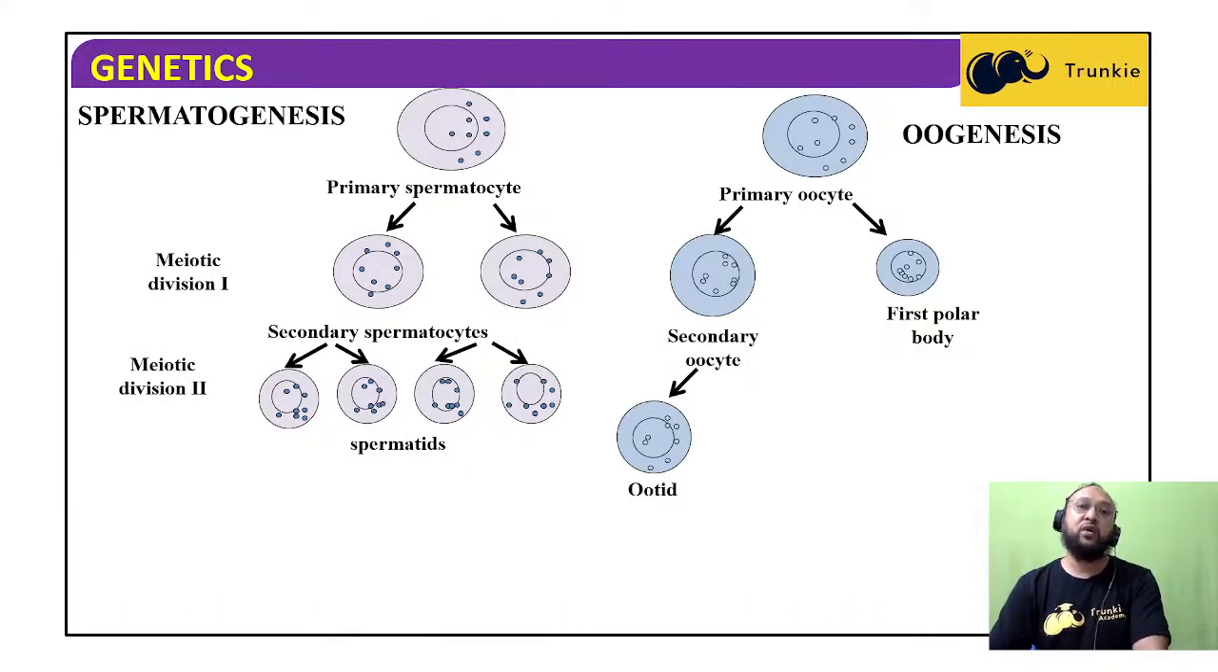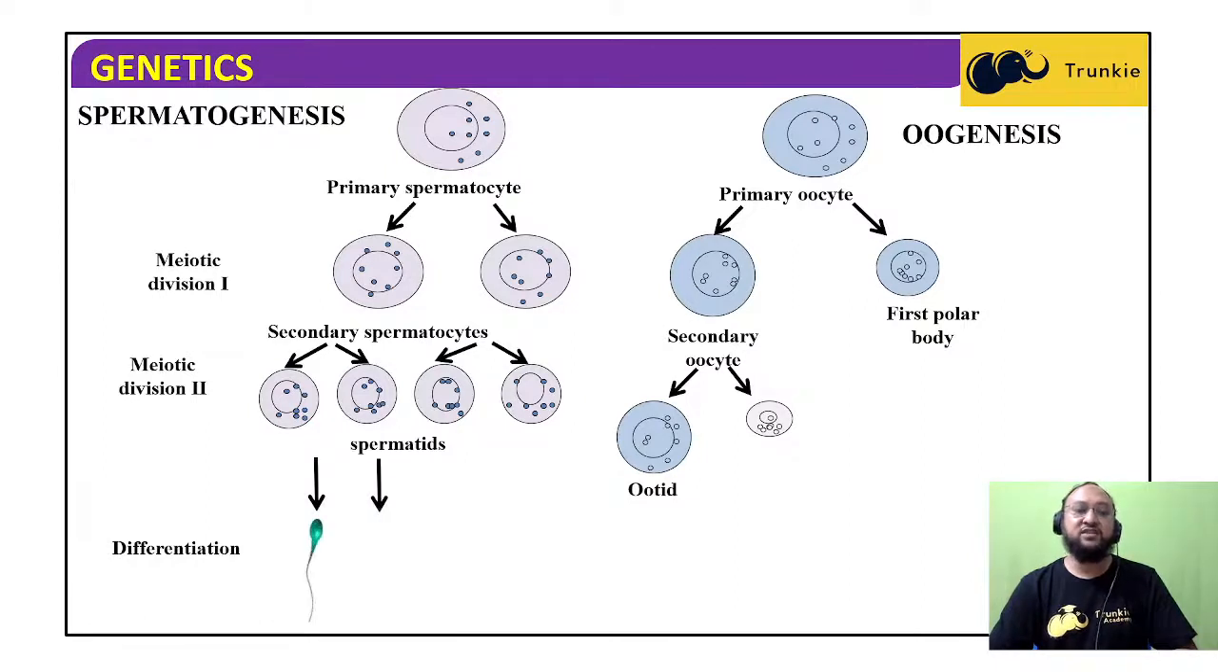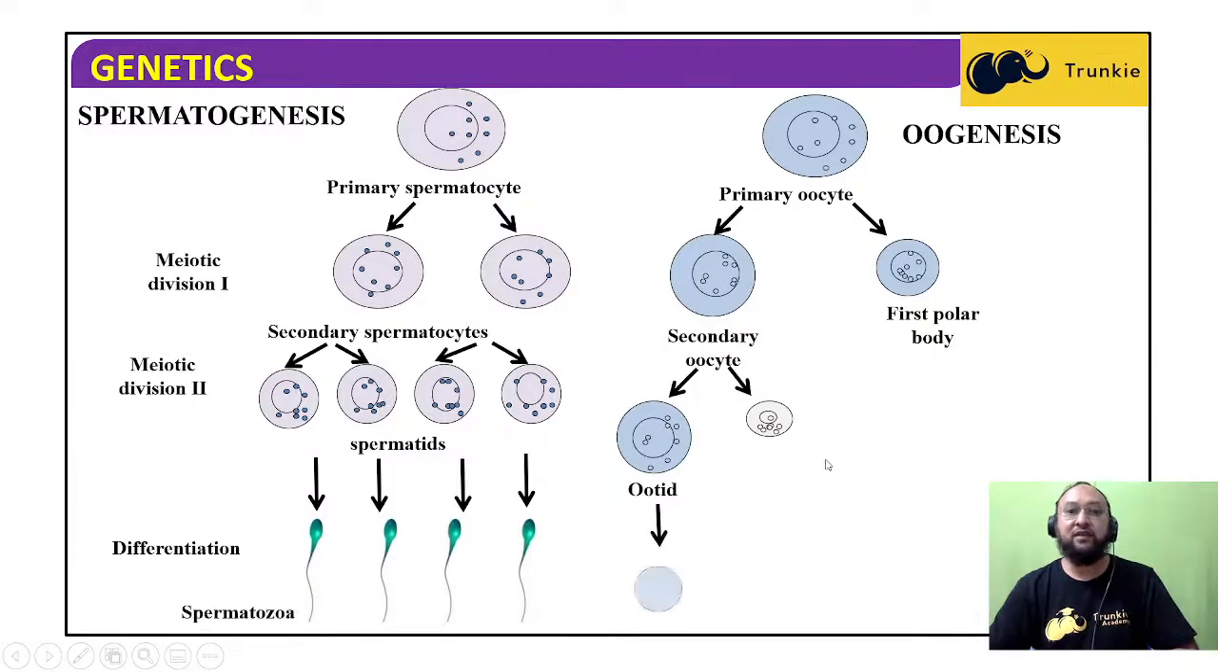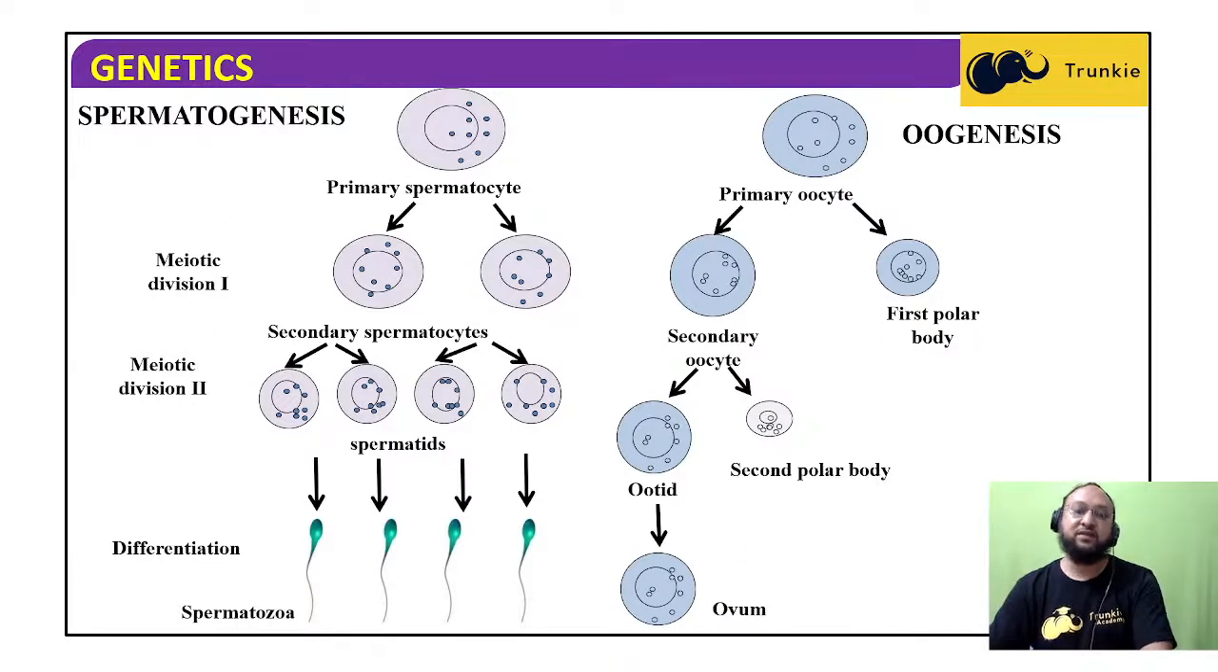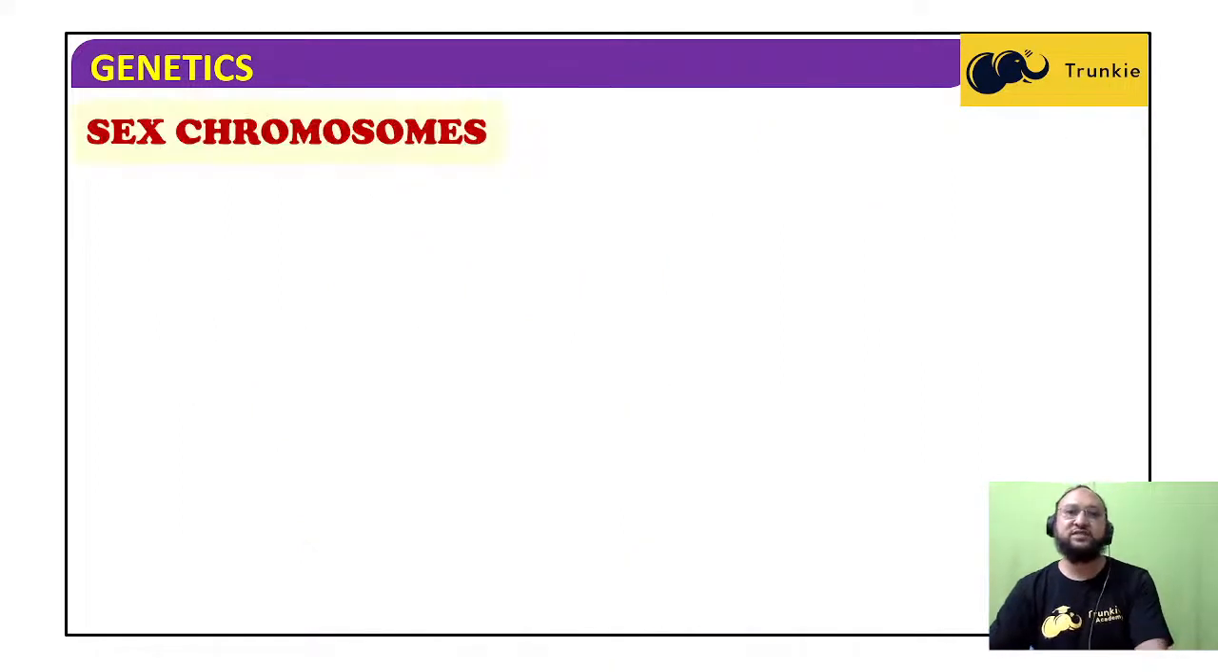Spermatids lead to the formation of spermatozoa or sperm. The secondary oocyte also undergoes the second meiotic division and forms the ootid. Differentiation, or maturation, of the spermatid forms the sperm cell, and then there is the formation of spermatozoa. In females, the ootid will differentiate into the egg cell, or ovum. So spermatogenesis and oogenesis take place.